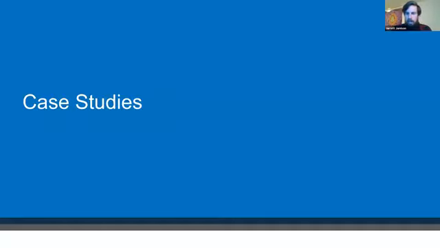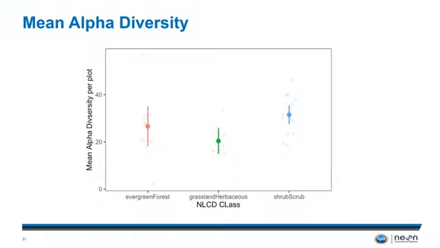Which leads me to move on to some case studies that have been done utilizing the data. Jarrett, could I just interrupt for a second? Someone asked for a clarification. If you could just please again explain what is meant by a tower plot.